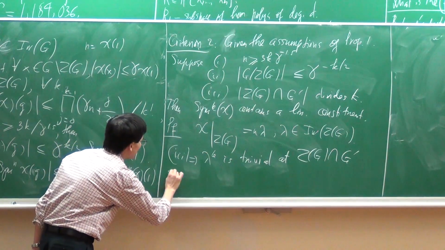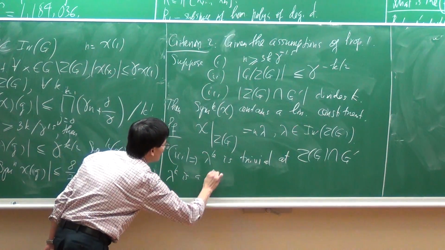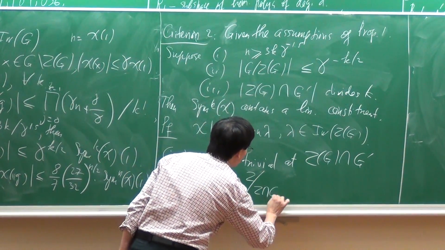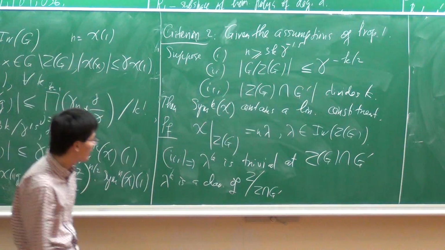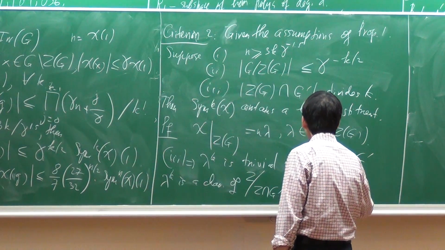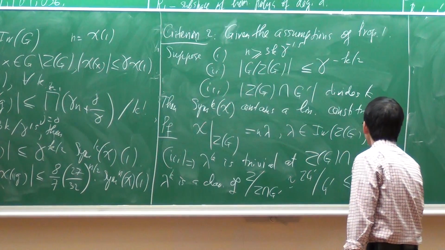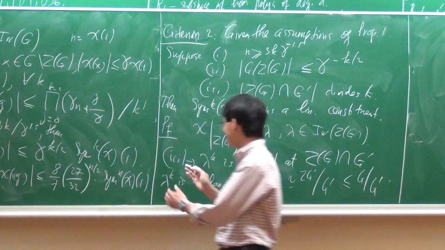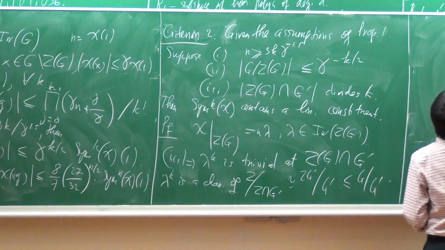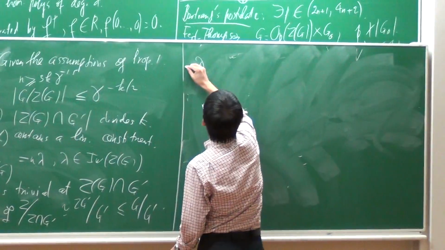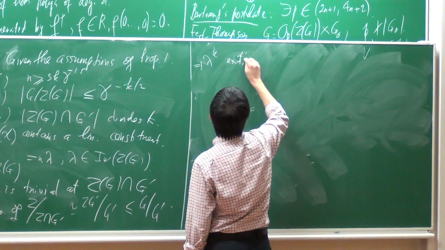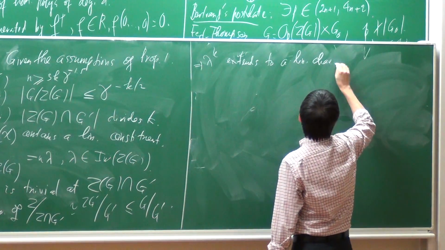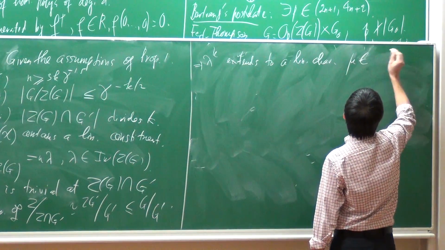And therefore, lambda to the k is a character of the center of G modulo G prime. The center of G mod G prime is isomorphic to a subgroup of G mod G prime. But G mod G prime is an Abelian group, so we can extend lambda to the k. So lambda to the k extends to a linear character, say mu, of G.